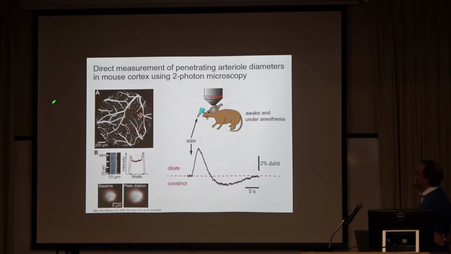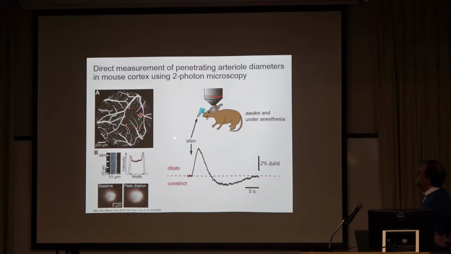So we have mice with a craniotomy. We inject the intravascular fluorophore, for example, FITC, and then we look at single diving arterioles, how they dilate or constrict in response to a stimulus. And we can do this either in line scan or frame scan mode. We use mice which are either awake or under anesthesia, and this is basically what you get.